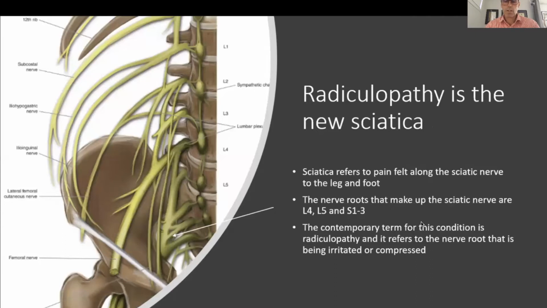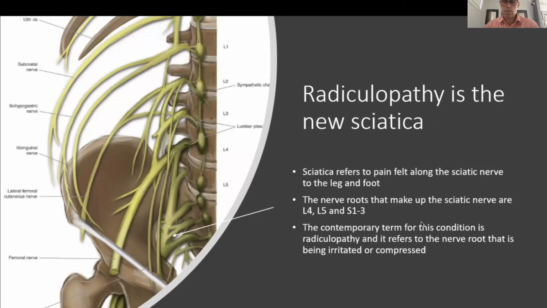Well, I think the first thing we need to sort out is what is sciatica? It refers to pain radiating along the sciatic nerve to the leg and foot. In fact, it's not just one condition, it's actually the nerve roots that make up the sciatic nerve, the L4, the L5, and the first three sacral nerve roots. And typically the pain is coming from one of these nerve roots.